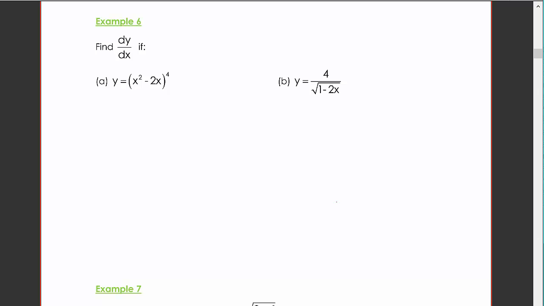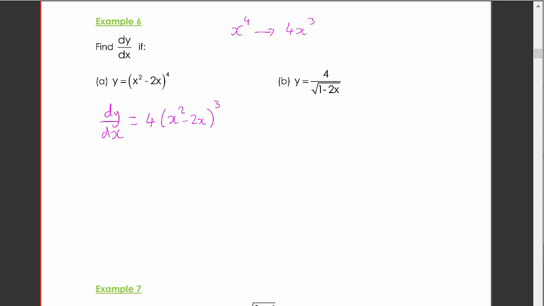Okay, so the outside function here is the power 4, and the inside function is the x squared minus 2x. So we differentiate this bracket as if the bracket just contains x. So it's like that. Just think about it. If you differentiate x to the 4, what do you get? You get 4x cubed. So that's what I've done, but I'm treating the bracket as x.